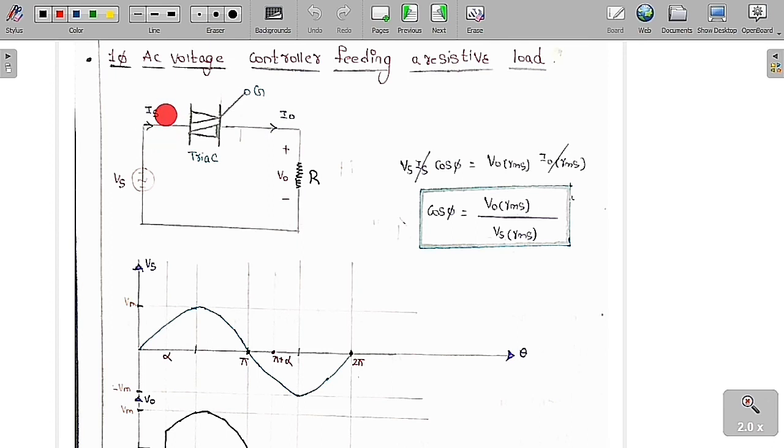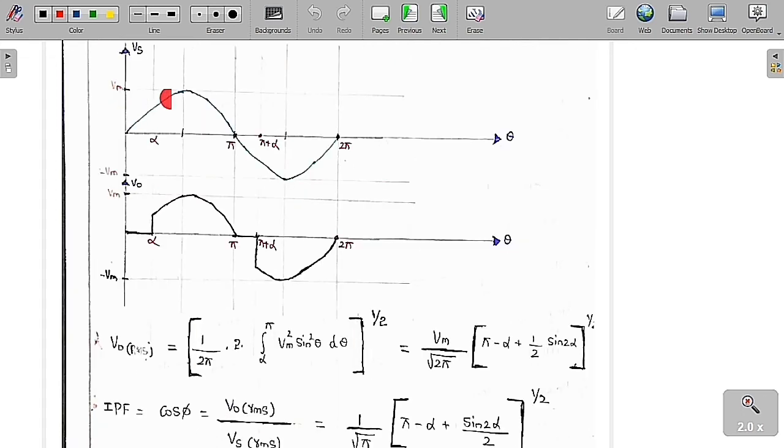So this is the source current Is and this is the load current I0. This is the gate. This is a triac. So this is the output current I0 and this is the output voltage V0. This is the input voltage Vs, Vs is equal to Vm sin omega t. So you are going to get it in this fashion.